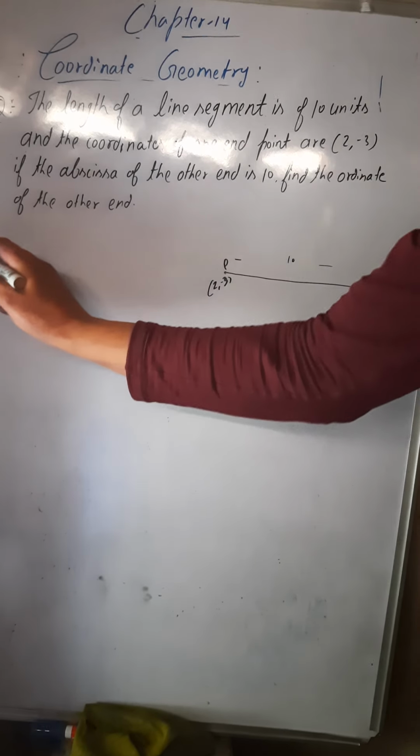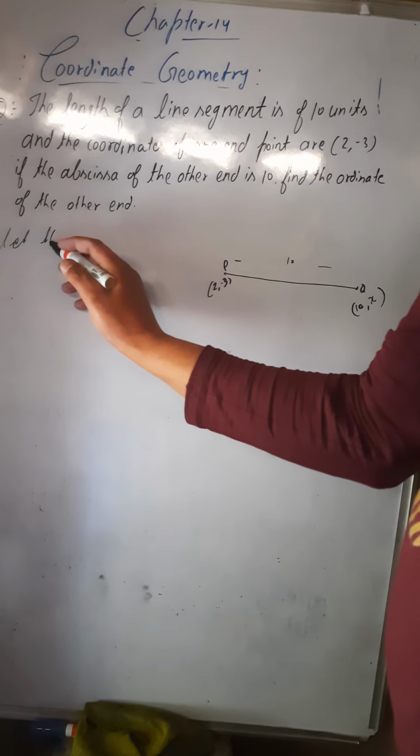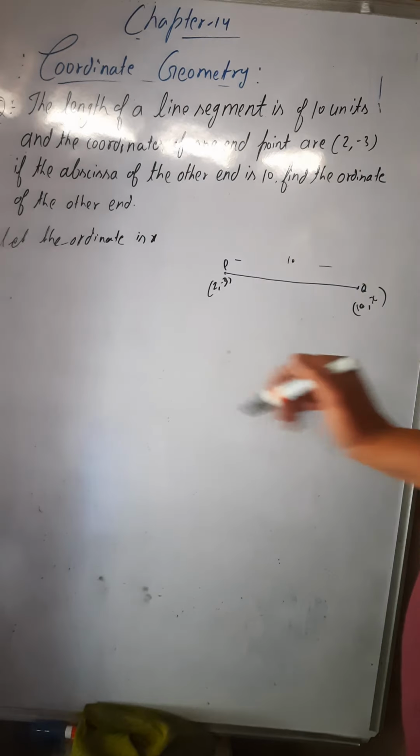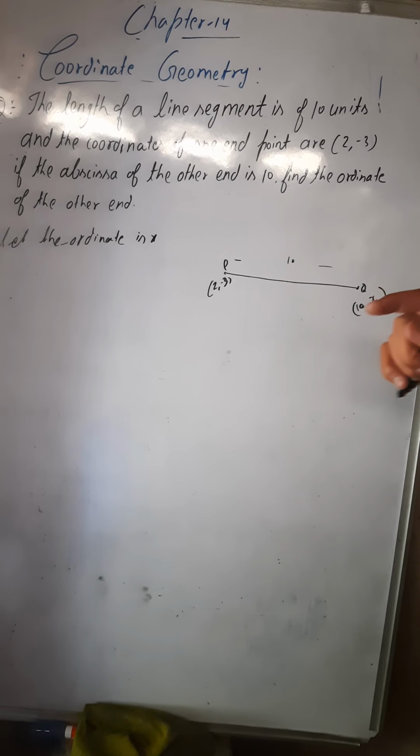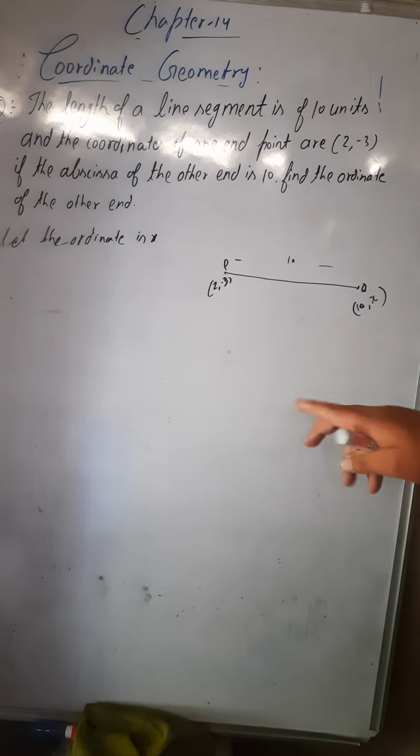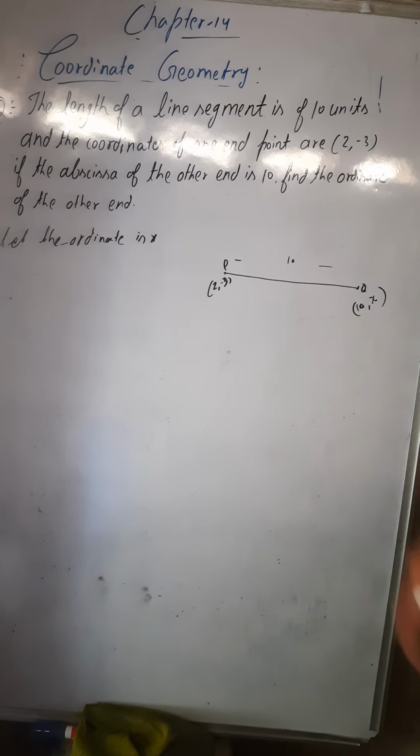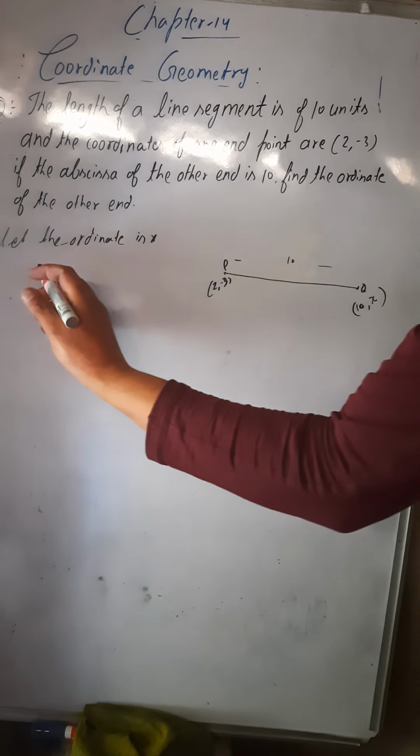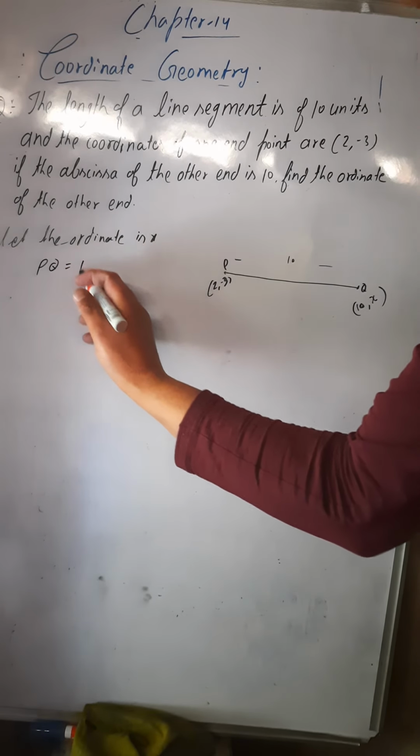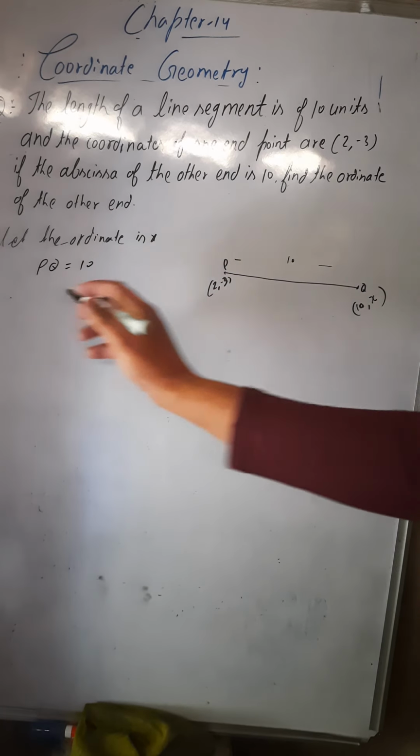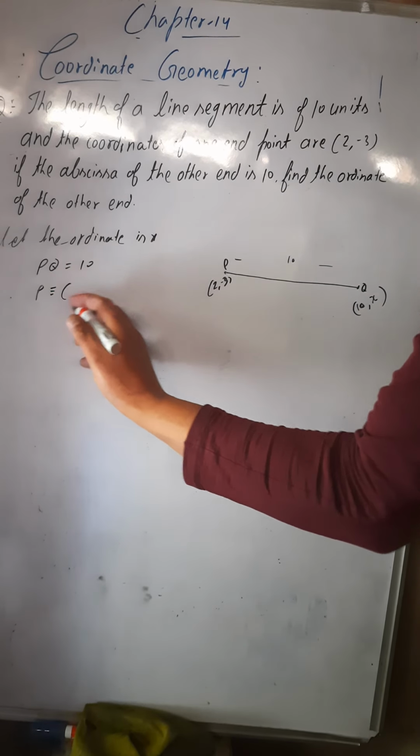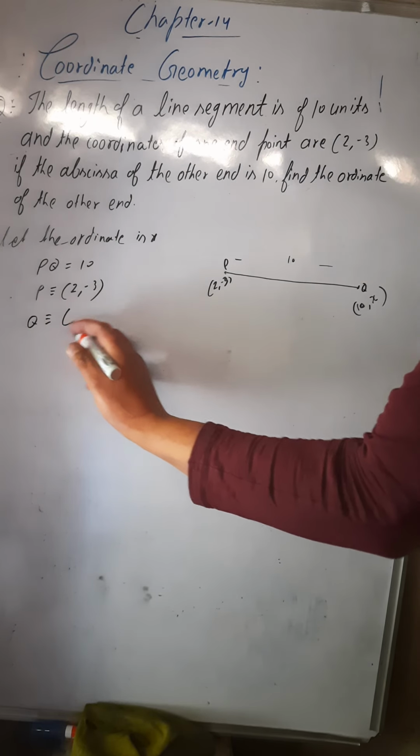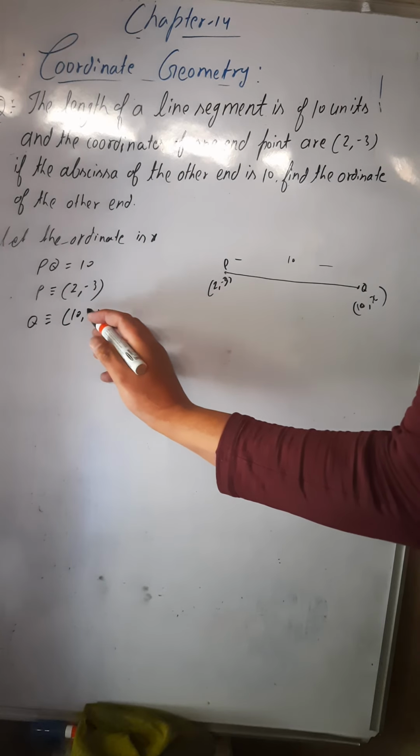Like I'm writing here, let the ordinate be x. Abscissa has been given here, 10. Visible? Yes. Let the ordinate be x and abscissa has been given, and this complete length has been given here as 10 unit. Means PQ has been given 10 unit. And coordinates of P have been given here, these are 2 comma minus 3. And coordinates of Q also have been given, these are 10 comma x.